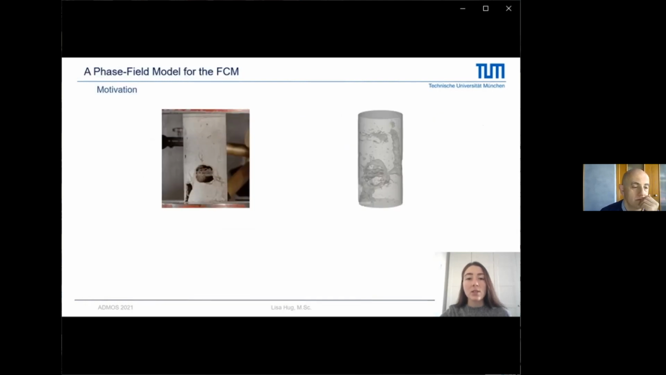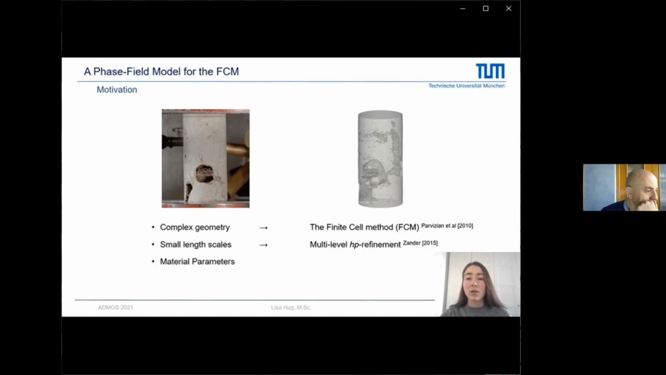As a motivation, let's consider this core sample taken out of 3 to 5 kilometers depth somewhere in South Bavaria. On the right, we see a computational model based on the CT scan of the same core sample. If we want to perform a phase field analysis on this, we face several challenges. First, we have a complex geometry. To avoid a complex mesh creation, we use an embedded domain technique, the finite cell method, which is based on an implicit representation of the geometry.